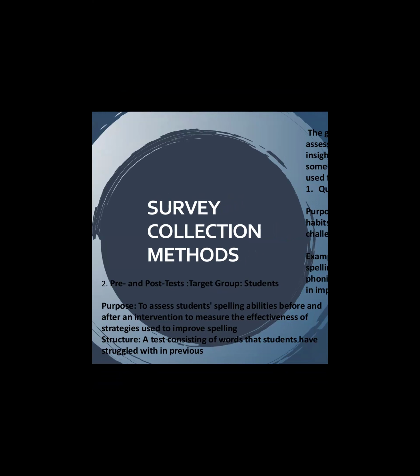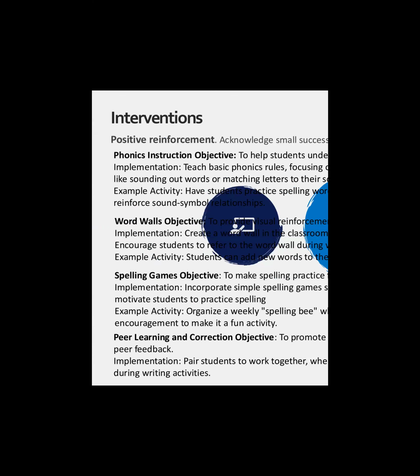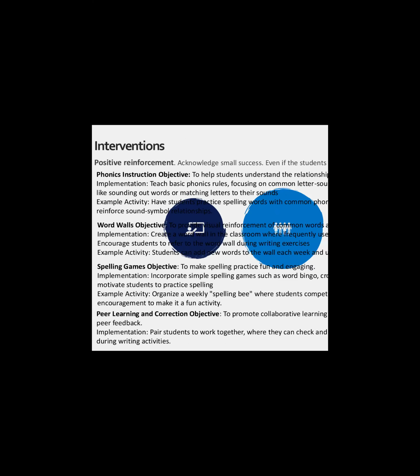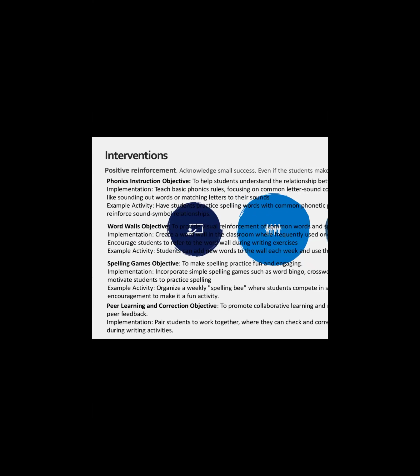While doing the test, pre-reading, doing the activity, when we give the test, and after the post-test, we can assess the students' level of writing. And these are the interventions. Positive reinforcement, like acknowledging small successes even if they make errors. We also have to encourage them to do more.